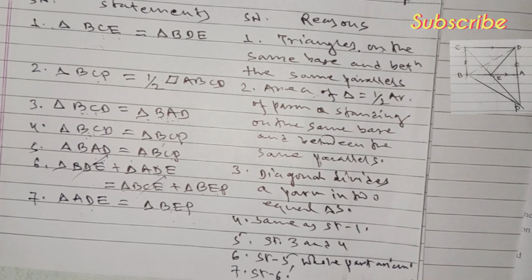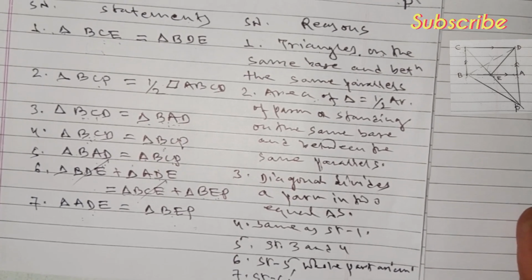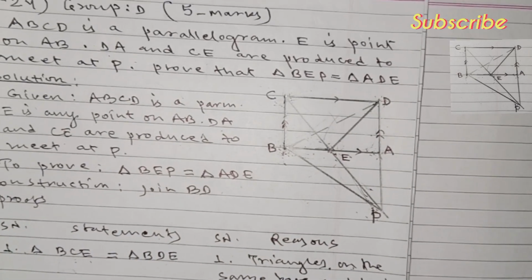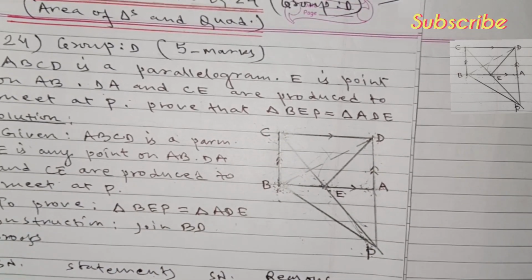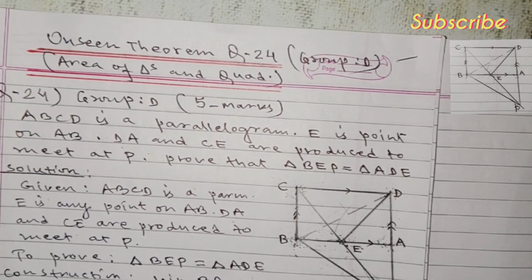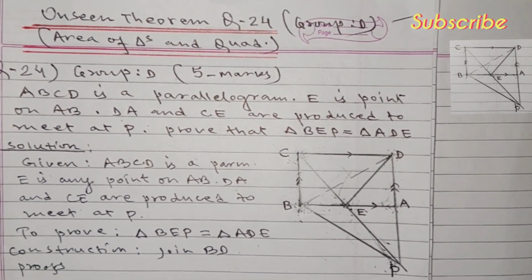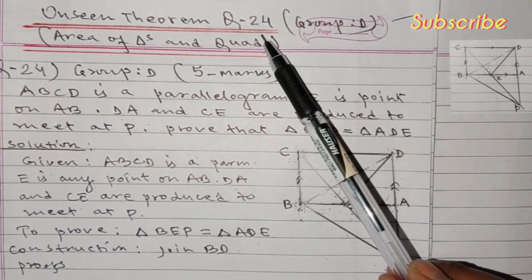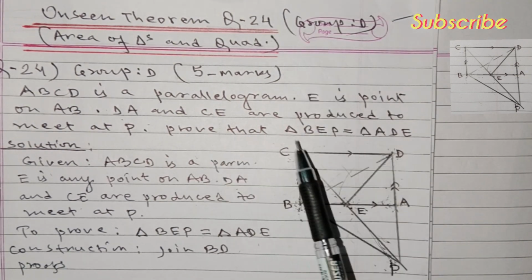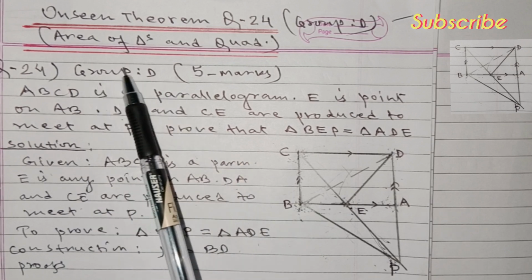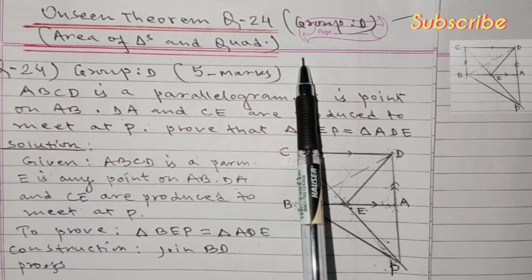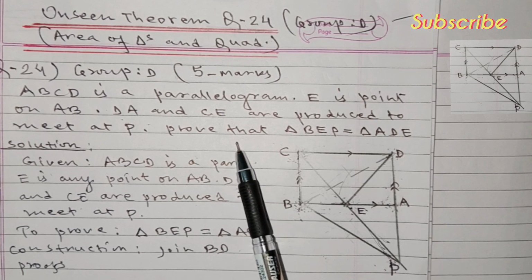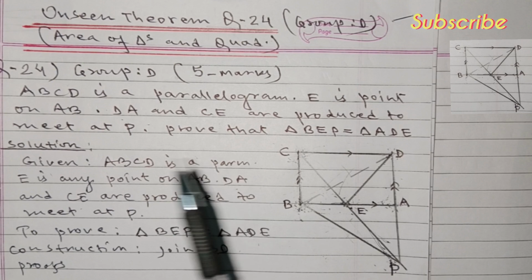So dear students, before we end the proof of this unseen theorem, let's review the process, the method we have followed to get the proof of the unseen theorem, which is asked in group D in 5 marks in question number 24. This question is from the chapter of area of triangles and quadrilateral from class 10. The question is very simple and it is frequently asked in examination.